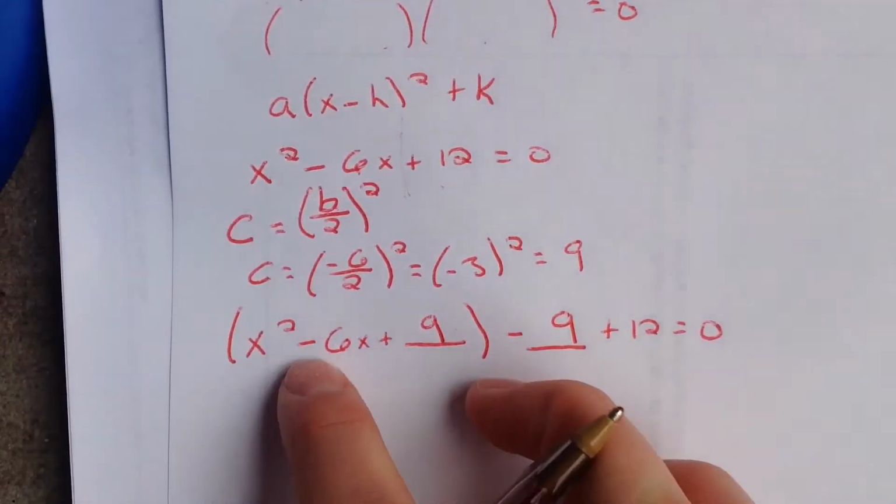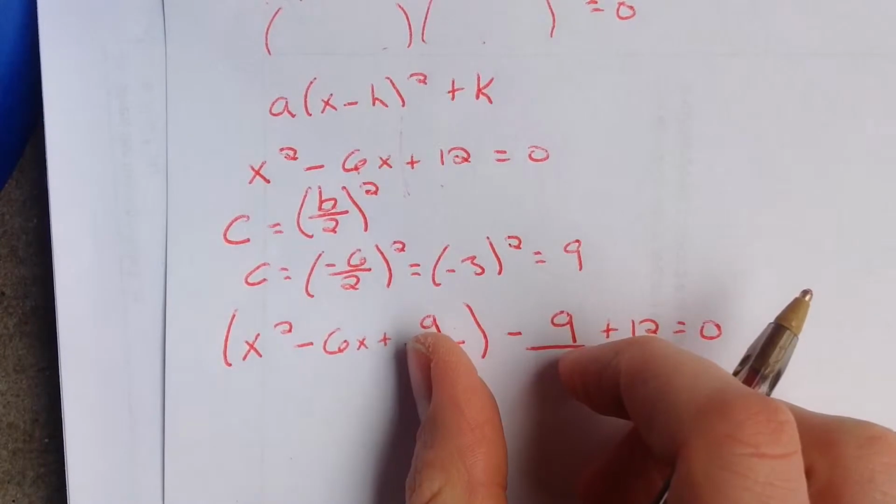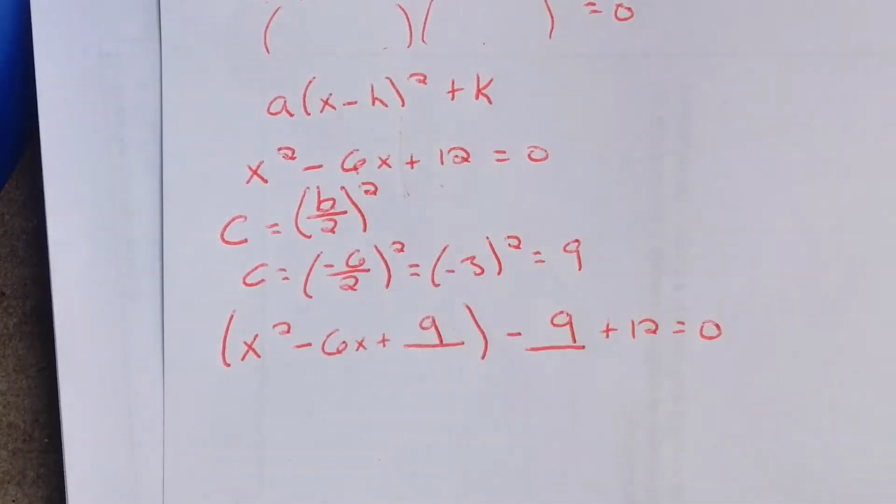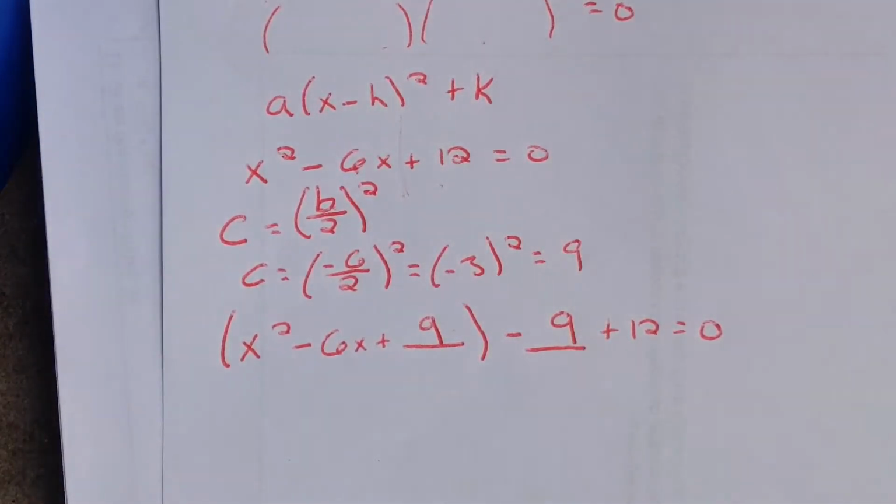Notice if I were to drop the parentheses and combine everything, these two 9s would cancel each other out, and I'd be right back to what I started. Therefore, I haven't changed the function.